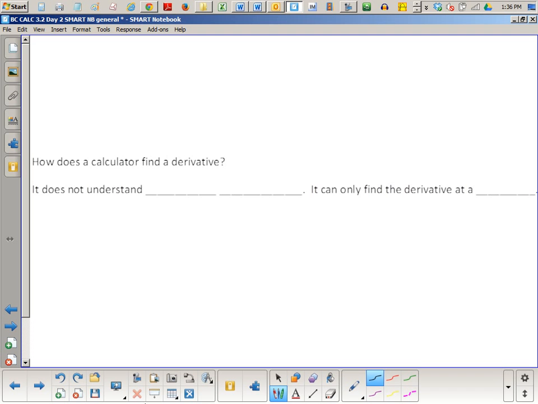So the first thing you need to understand is it does not understand derivative rules. So all those tricks Mr. Lynch taught you, it does not understand that. It's not that smart, unless it's a TI-89, then it really is that smart. It can only find the derivative at a point. You have to provide it a value. Okay? All right, so that's the first thing you need to know about your calculator.